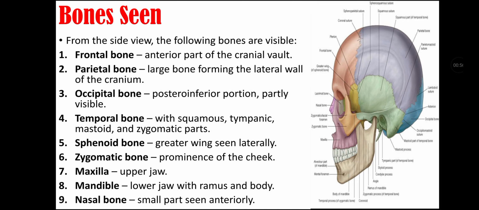Temporal bone, the parts visible include squamous part, tympanic part, mastoid part, and zygomatic parts. Sphenoid bone's greater wing is visible from norma lateralis. Talking about zygomatic bone, it is visible forming the prominence of the cheek. Maxilla is visible forming the upper jaw, and mandible forms the lower jaw with ramus and body. And nasal bone is seen as a small part that is seen anteriorly.